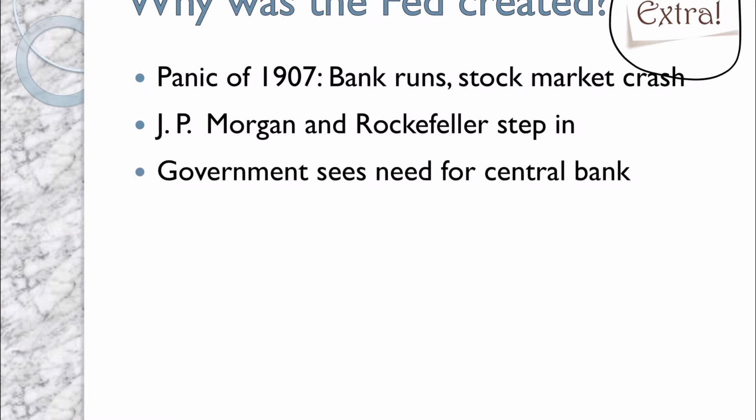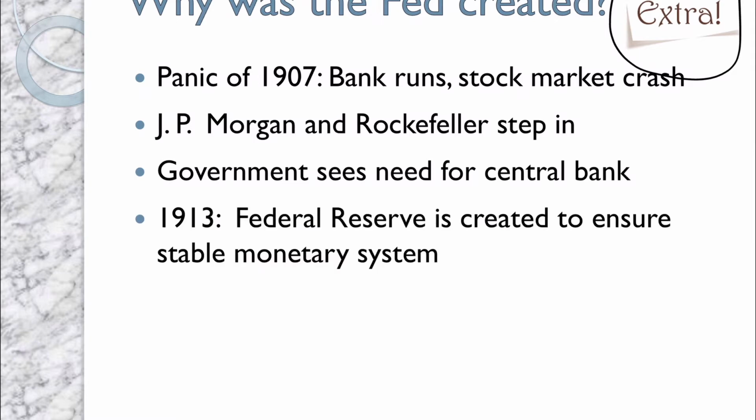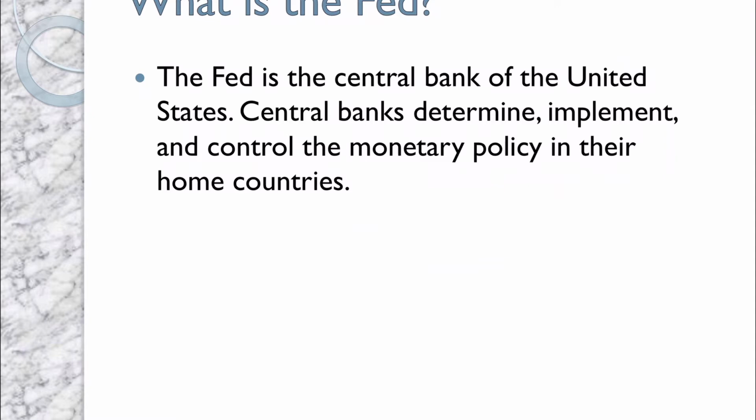After this intervention by J.P. Morgan and Rockefeller, the government realized we need a central bank to try to eliminate this scenario from happening again. So in 1913, the Federal Reserve was created, and the primary reason for its creation was to ensure a stable monetary system. So the Federal Reserve was created. Let's talk about what the Fed is.